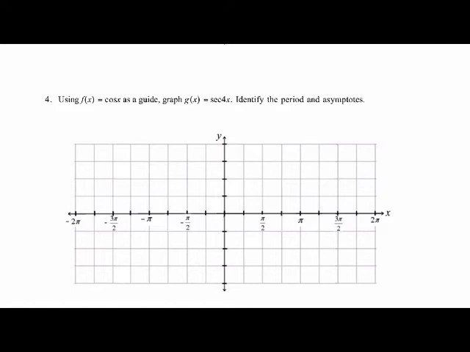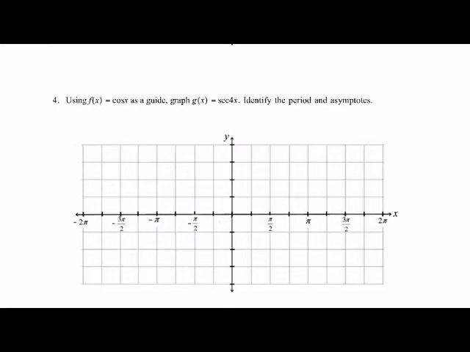All right, for number 4, using f of x equals the cosine of x as a guide, graph g of x equals 4 times secant of 4x. This secant is 1 over the cosine of 4x. So let's graph cosine of 4x first.